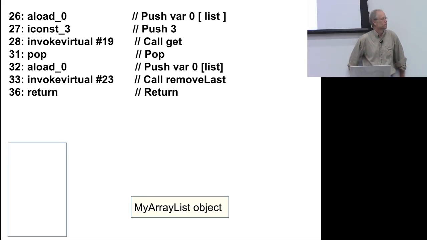Yeah? What does invoke virtual mean? What is the number 23? Okay, invoke virtual means calling a non-static method. That's the instruction for calling a non-static method. And number 19 just means that at place 19 in the table is the information about which virtual we'll call. You think of 19 as just identifying the get method, and 23 identifies the remove method. Okay? All right, so lots of details there, but let's focus on the big picture.